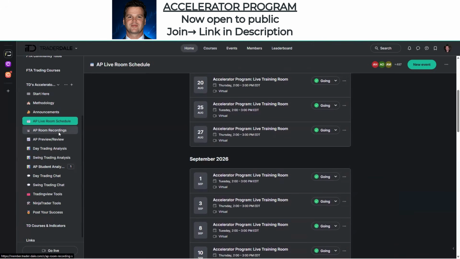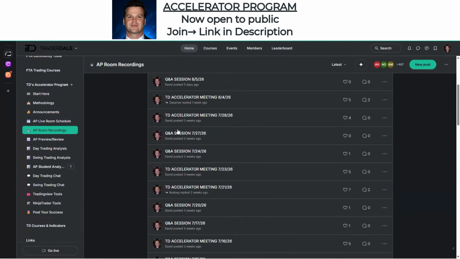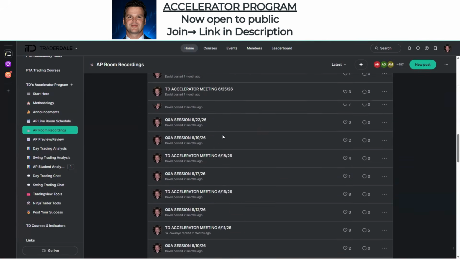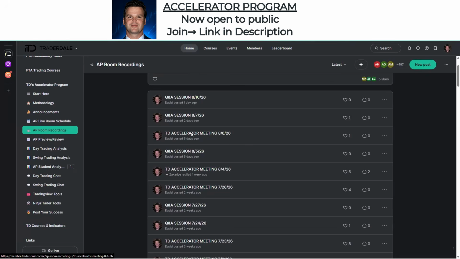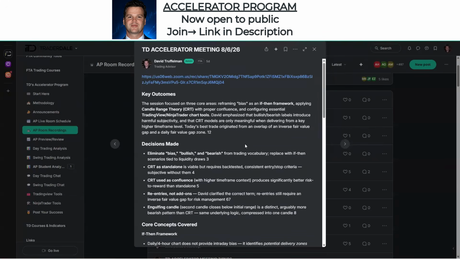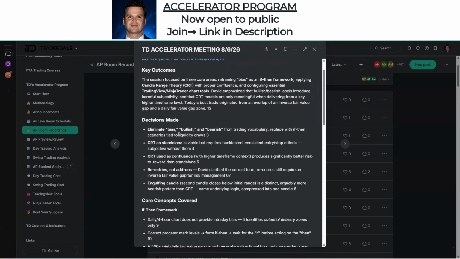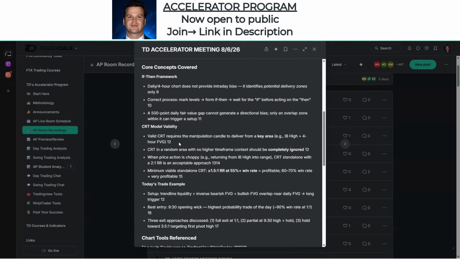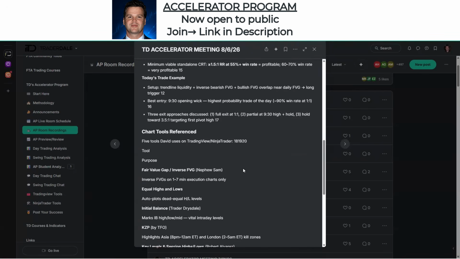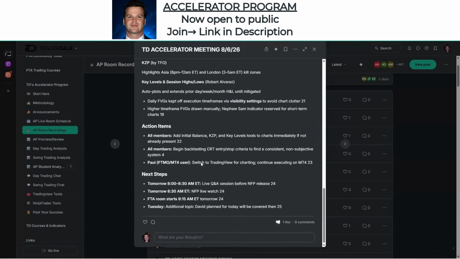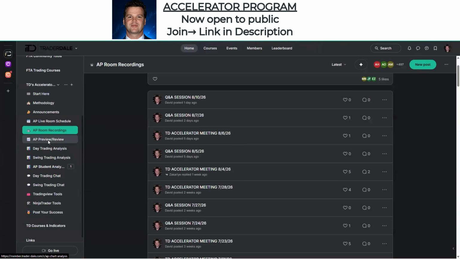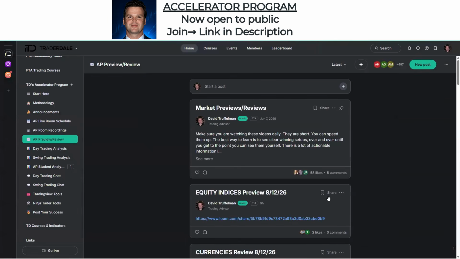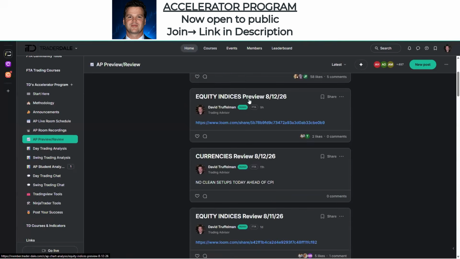The recordings are in this section. You can go to any Q&A and accelerator meeting, and you can go back all this time. One of the best features we have here is that if you click on an accelerator meeting, it gives you an AI transcript of the meeting, what we covered, so you can get a synopsis of what happened, action items, and next steps. It's absolutely phenomenal. Every morning we do a preview of the currencies and the equity indices, and at the end of the day we do a review.